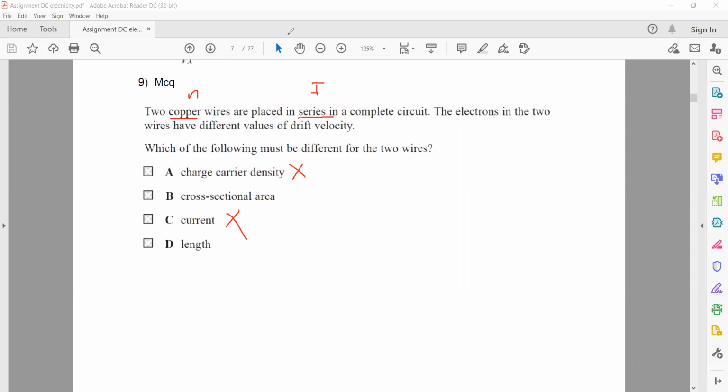Then the factor on which the drift velocity actually depends: we have the formula I equals nAqv. So basically drift velocity depends on the area through which the current is passing. Current is the same, number of charge carriers is the same, q is constant. So the thing which is different is the cross-sectional area, so B is the right answer.